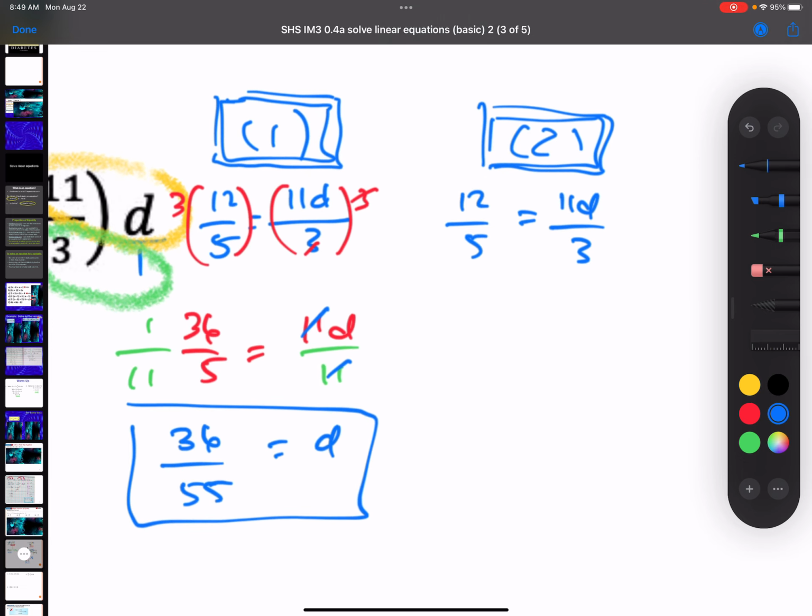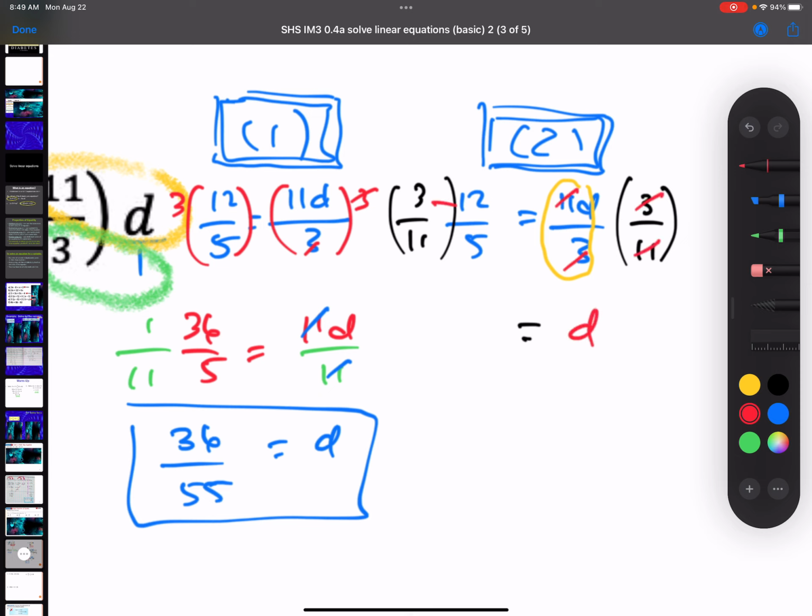A second way I can do the problem is just multiply by the reciprocal. Do you see what the reciprocal is? 11 thirds is 3/11. You just flip it. I do it to one side, I have to do it to the other. That was Friday's lesson. And if you multiply across, you're going to get D equals 36 over 55.